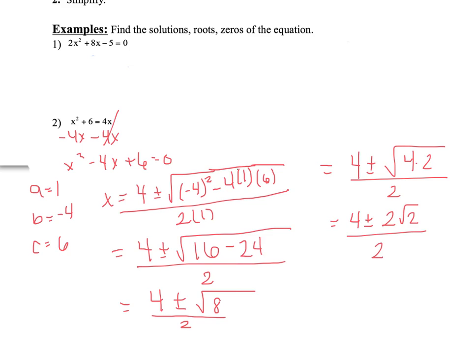Then I want to simplify my whole numbers by the same value. So I could take a 2 out of 4, 2 and 2. So I'd have 2, 1, and 1. So I end up with 2 plus or minus the square root of 2. That's what x is equal to.